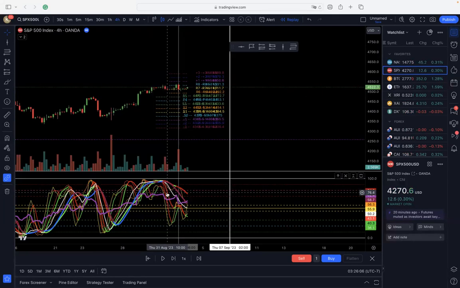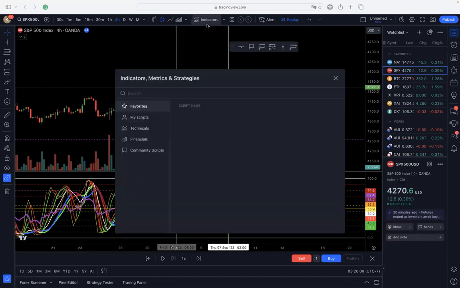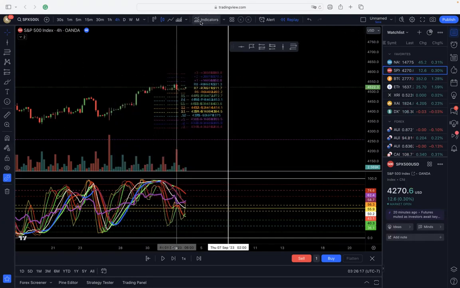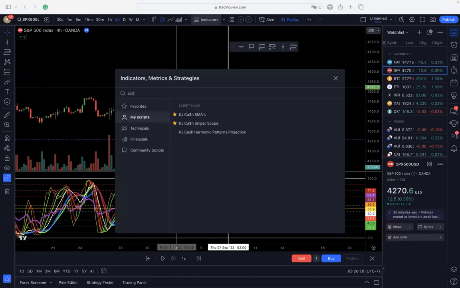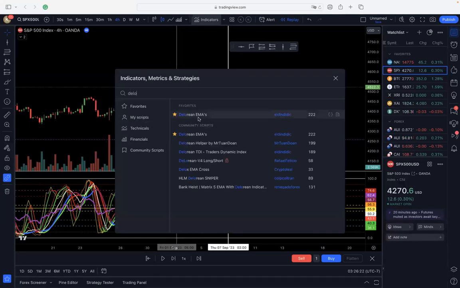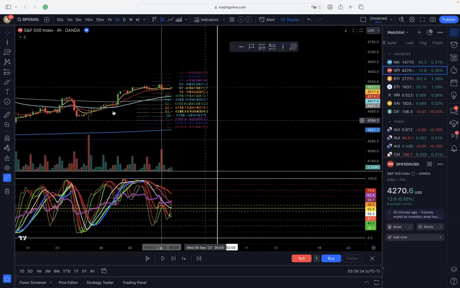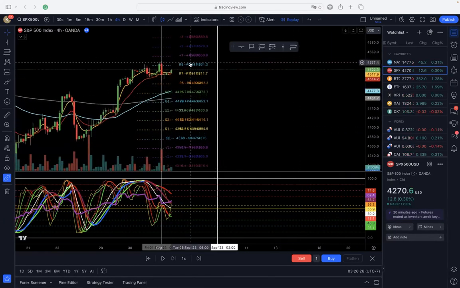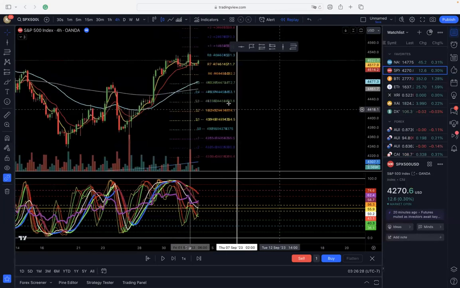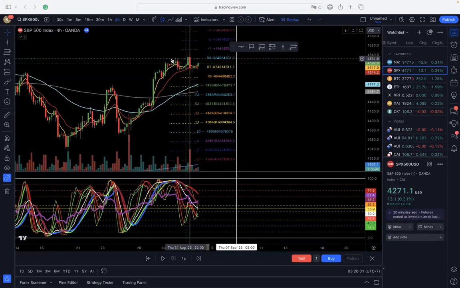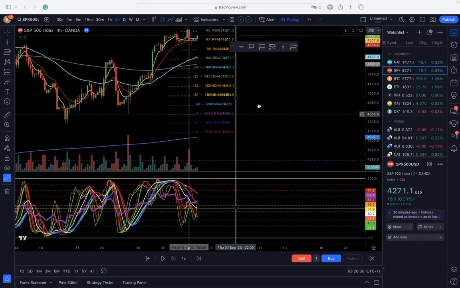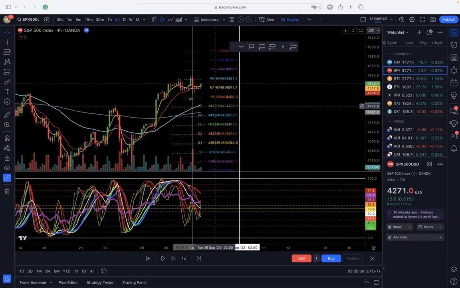We keep it simple. Next video I do, guys, I'm going to explain how to not only use the sniper scope, but what we added was the KJ Cash EMAs. You don't have to use the KJ Cash EMAs. They are a build off of DeLorean. And I already explained DeLorean in a past YouTube video. Here's your DeLorean EMAs. We want to use these in confluence with the sniper scope, understanding that our TPs are going to be our EMAs as well as our pivot levels combined.